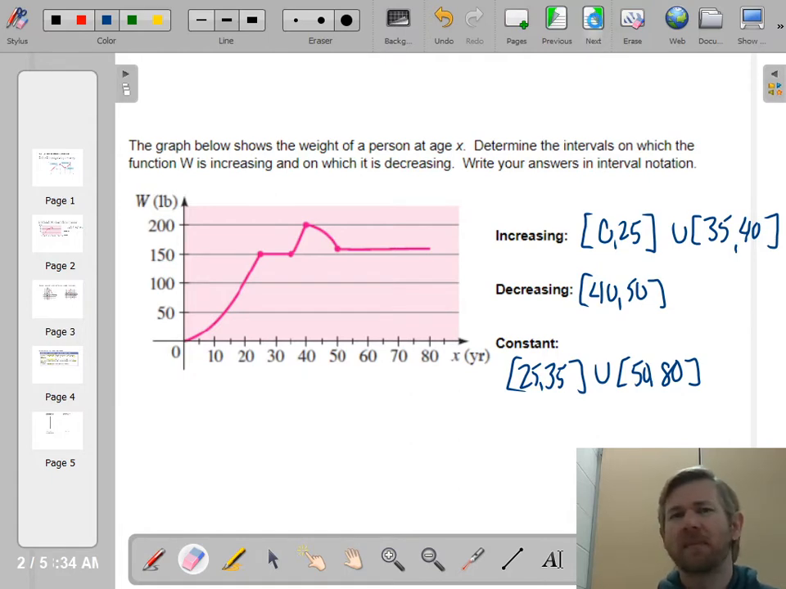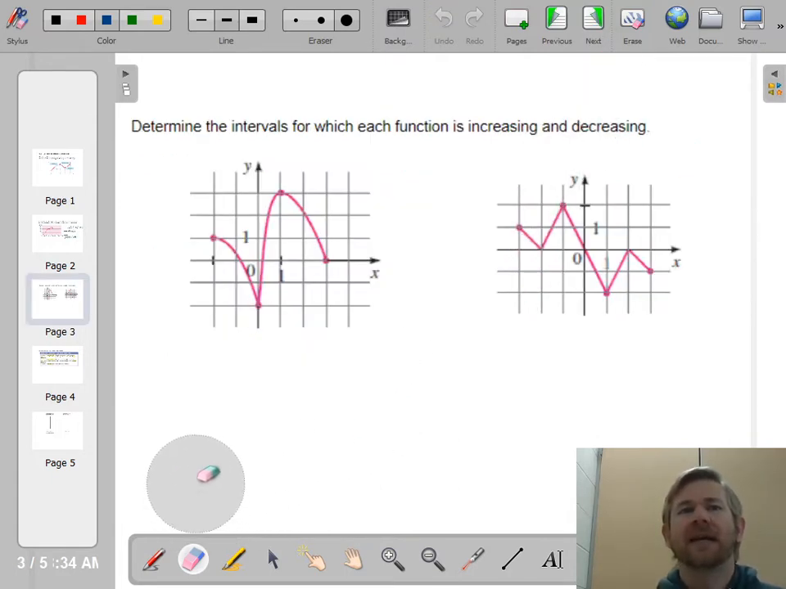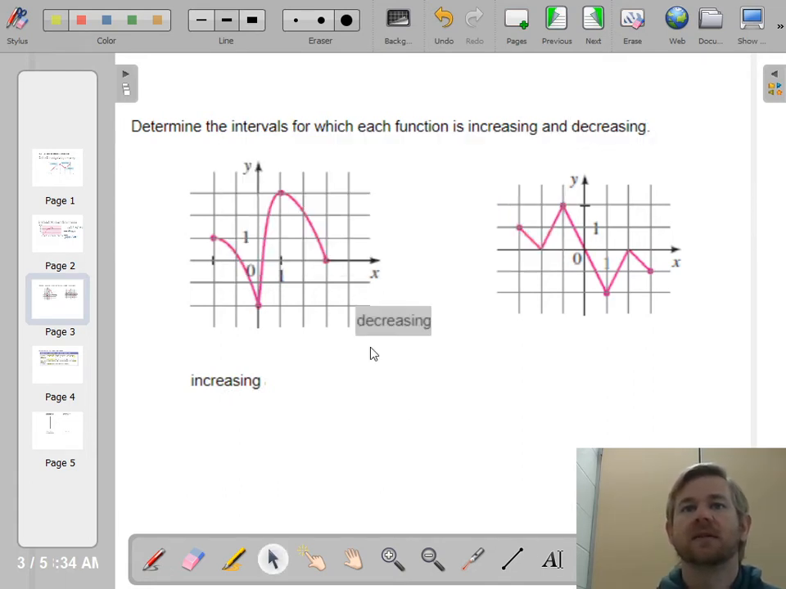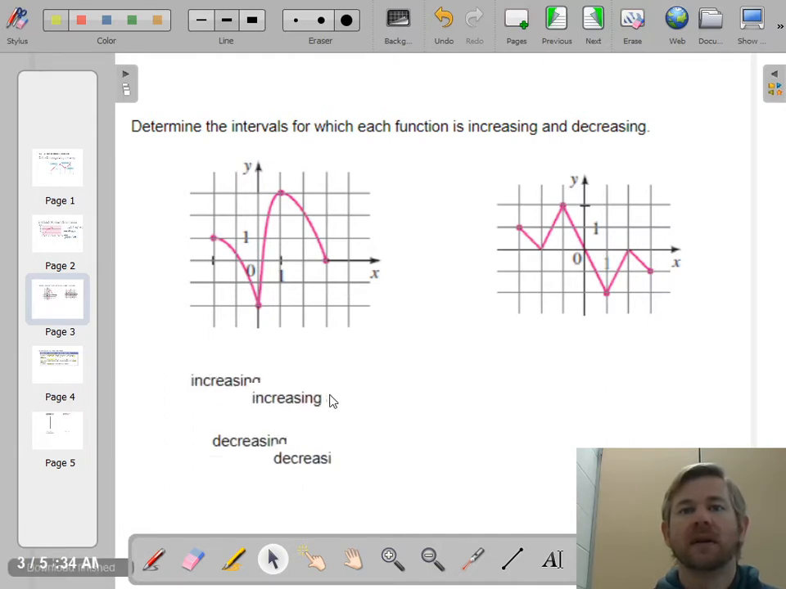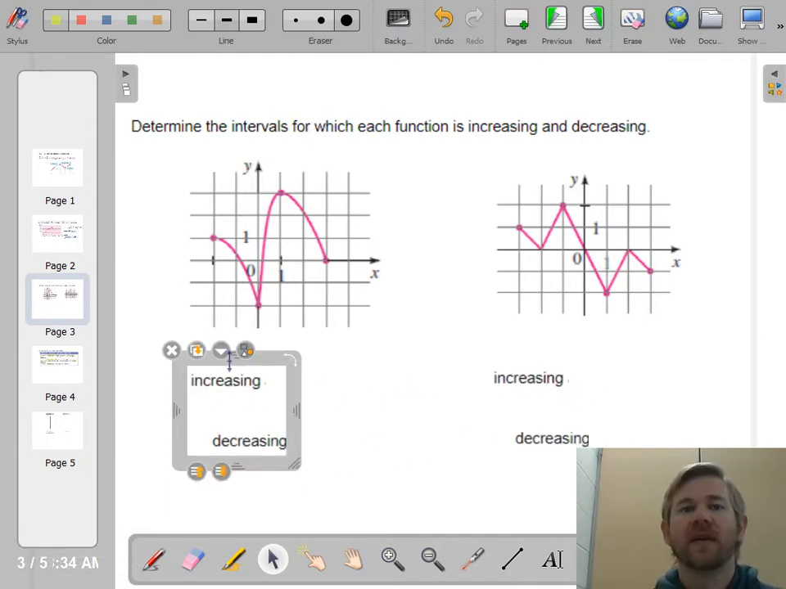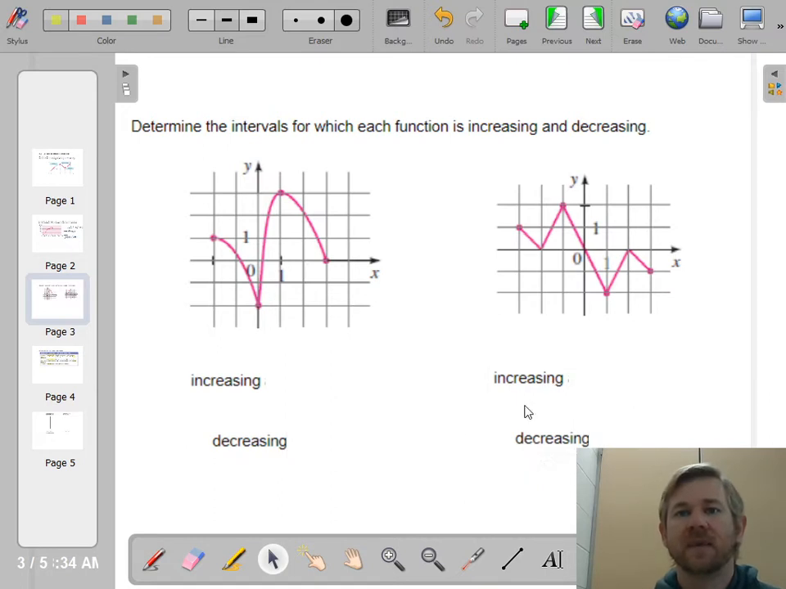Let's do a couple more to make sure we've got it. Where is each of these functions increasing or decreasing? We'll say, where is it increasing and where is it decreasing? We'll just screenshot this a little bit. Okay, boom. And we'll make another one. There you go. Awesome. So where are they increasing? Where are they decreasing? They are increasing where they're going up.